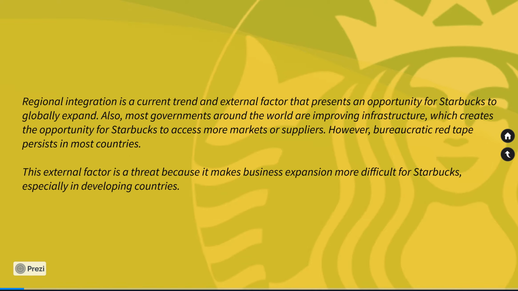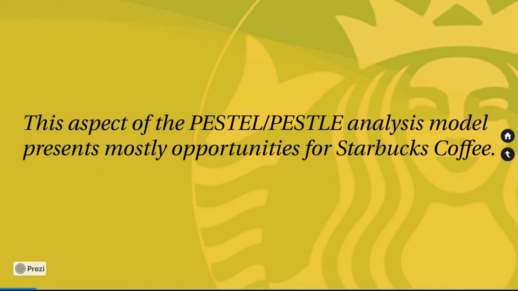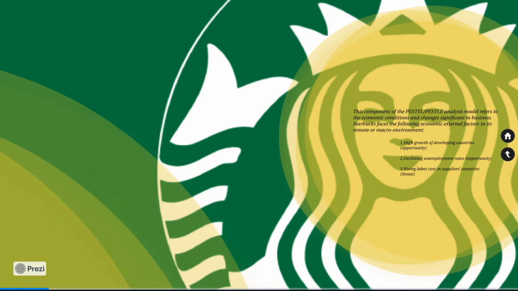Regional integration is a current trend and external factor that presents an opportunity for Starbucks to expand globally. Also, most governments around the world are improving infrastructure, which creates the opportunity for Starbucks to access more markets or suppliers. However, bureaucratic red tape persists in most countries. This external factor is a threat because it makes business expansion more difficult for Starbucks, especially in developing countries. This aspect of the PESTLE analysis model presents mostly opportunities for Starbucks coffee.